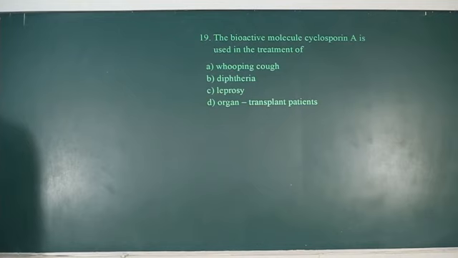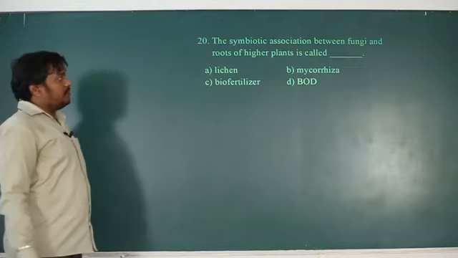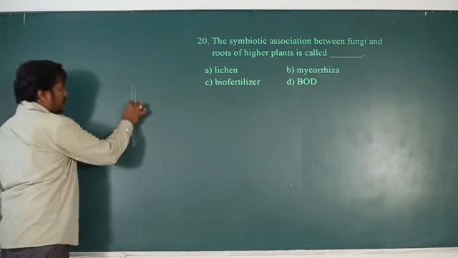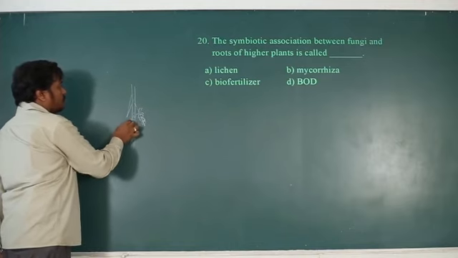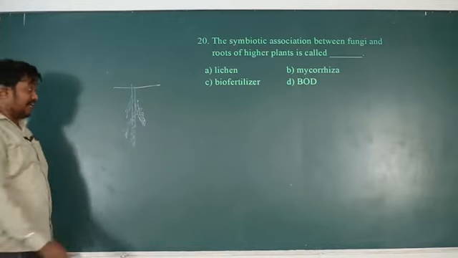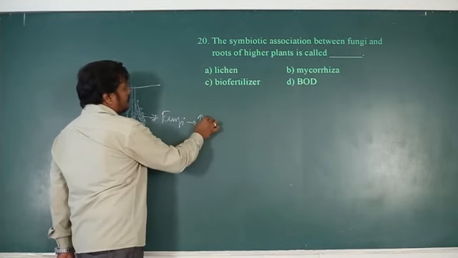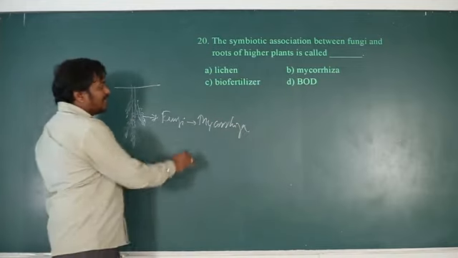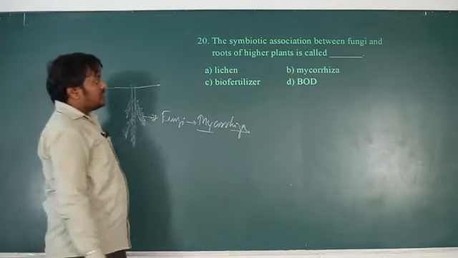Okay. Next, question number 20. The symbiotic association between fungi and the roots of higher plants is called. So, the roots of higher plants have some white patches growing on them. The root is covered in white color all around. That white part is nothing but the fungi. Okay, so this fungi is called mycorrhiza. Myco means fungi, rhiza means root. The fungus that grows on the root is called mycorrhiza. Okay, so it is called mycorrhiza.